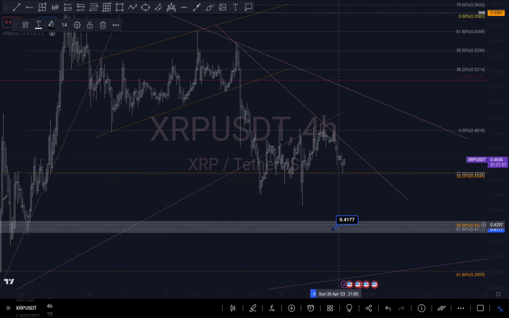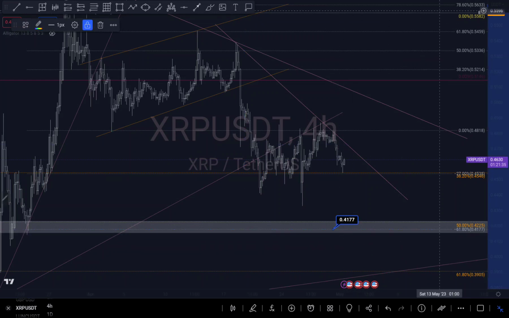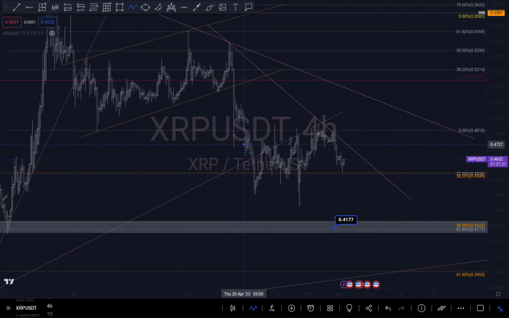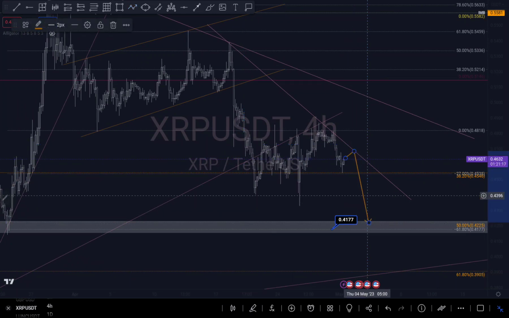and this will be my next target to the downside around this level right here, because that level has my negative 61.8 fib level around that area. So there's a possibility that we might get to that level. So let's just see to this level.